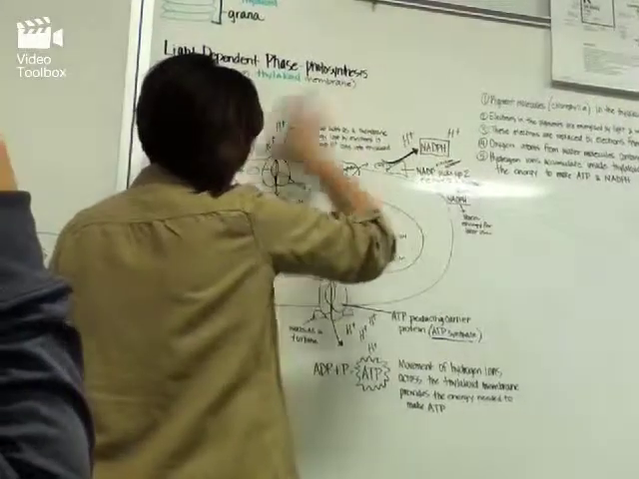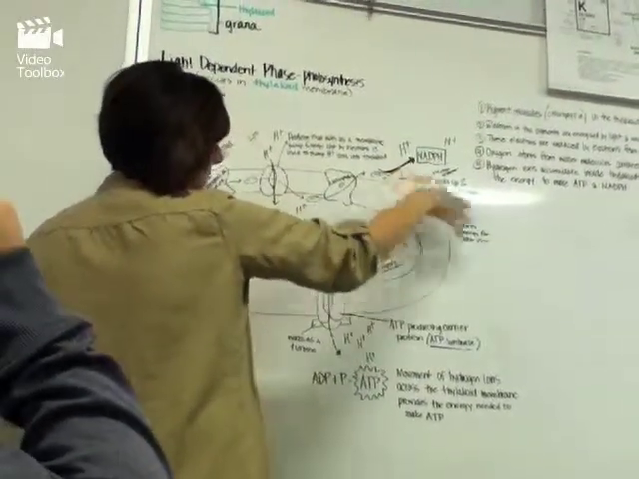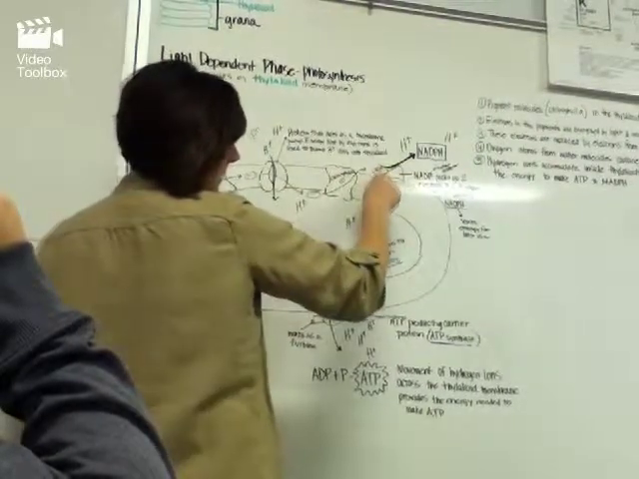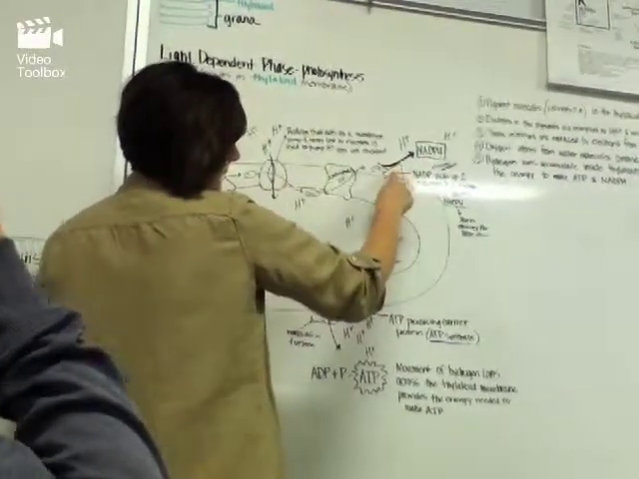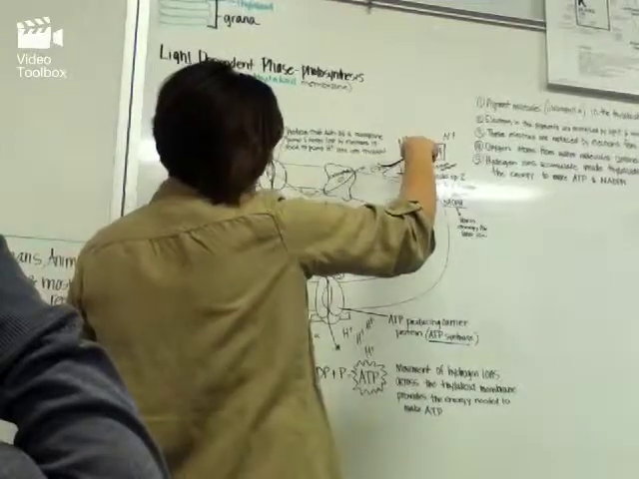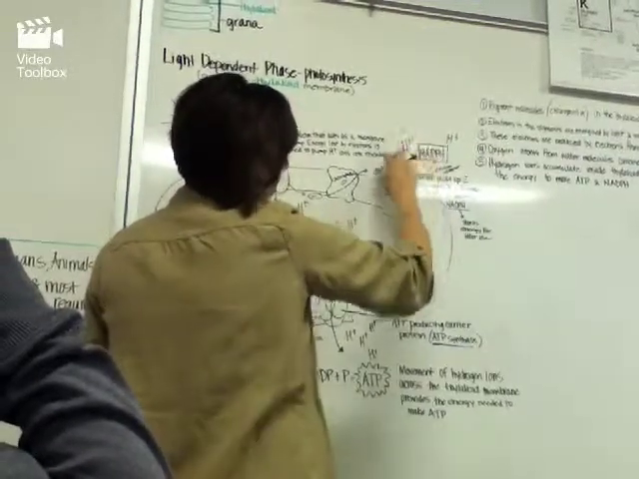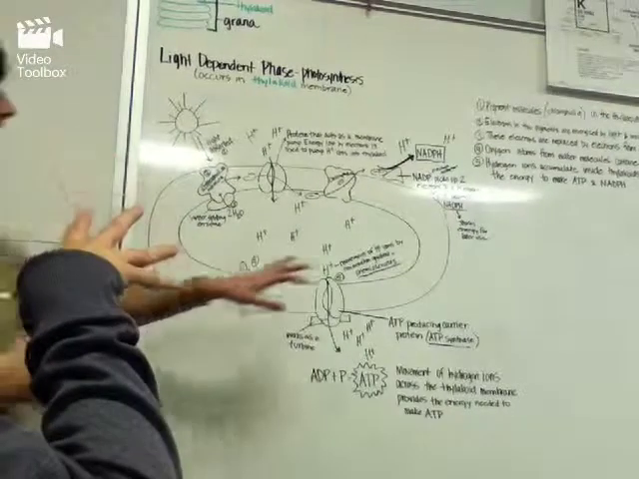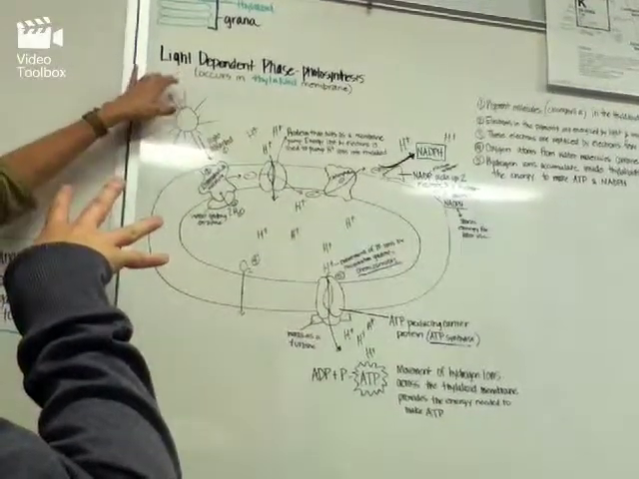So there's hydrogen floating around out here. There's NADP floating around out here. It's just waiting for an electron. So the electrons come out, NADP takes two electrons and some hydrogen ions, and they all combine and form NADPH. So is that the end of that part? It's the end of the light-dependent phase. Okay.